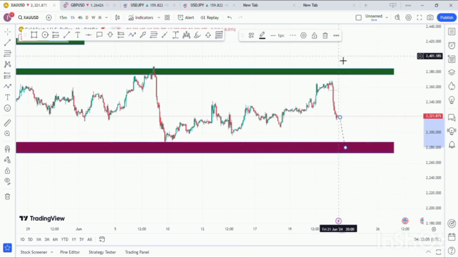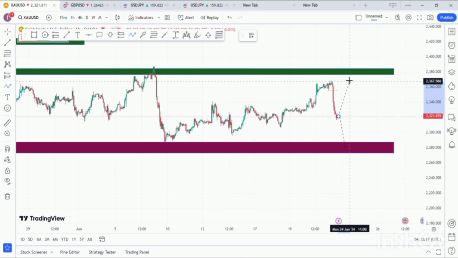zone just below. So on the flip side, if price reverses from this point where it is right now, depending on the opening of the markets next week, we'll be expecting price to move upward to respect this resistance zone, or possibly break out of it to the next resistance zone just above, guys.